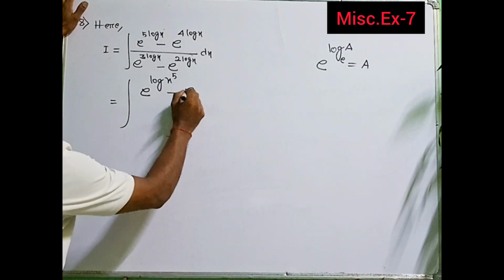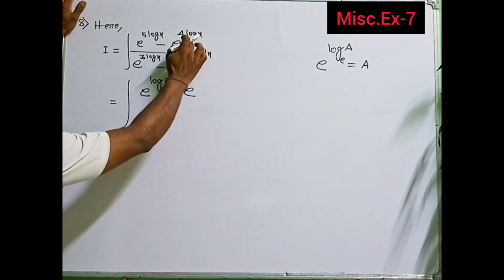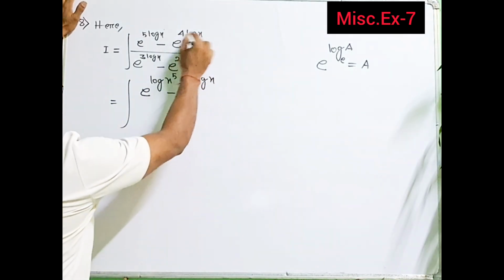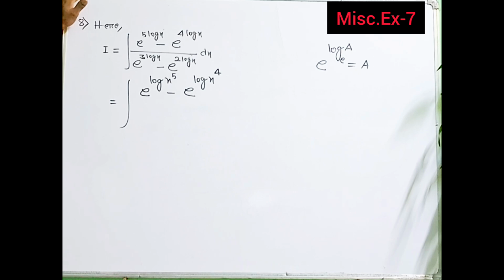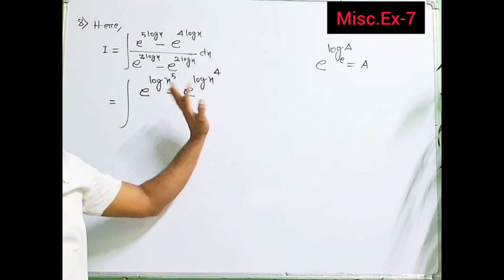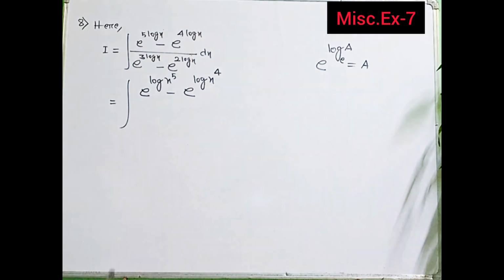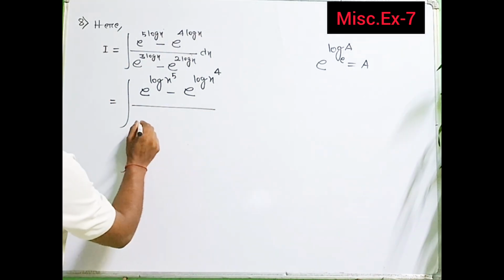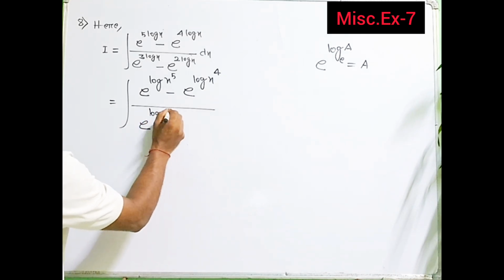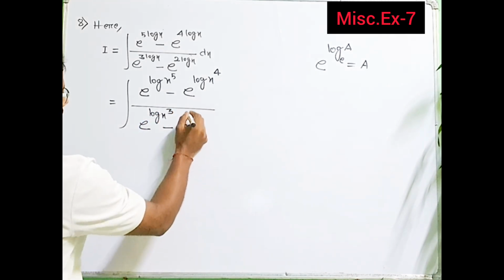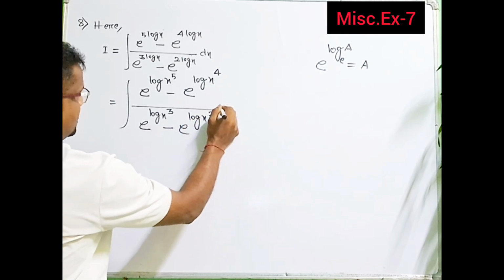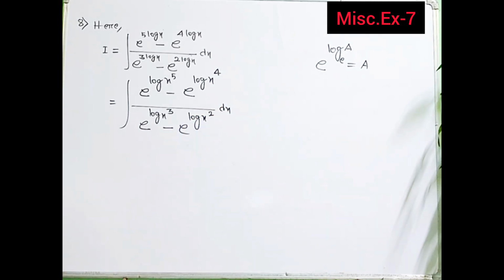minus e to the power, this 4 is the coefficient of log, so you can take e to the power log in the exponent of x, that is x to the power 4. If you use the property of log, then 4 times log of x, it will be like that. So here also e to the power 3 log x, you just write x cube, minus e to the power twice log x, so you can write log of x square, dx. What we have done?